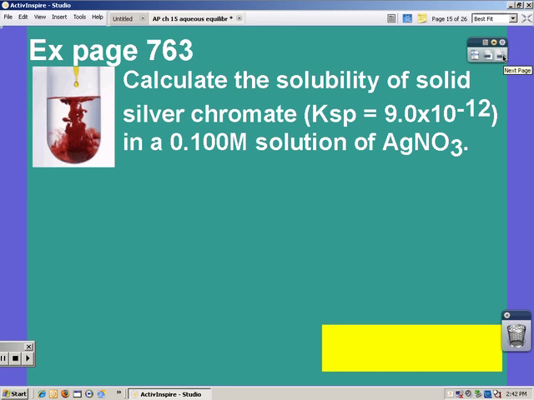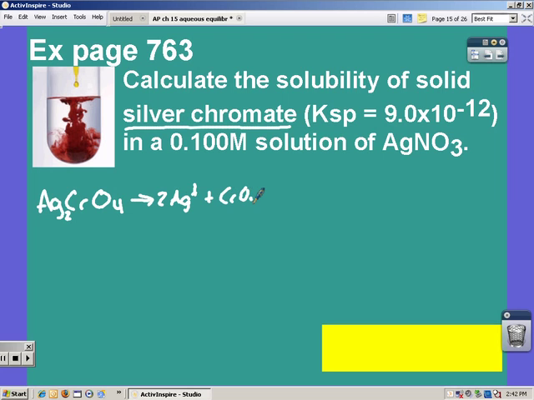So here we have 2 solids, silver chromate, and we have a solution of silver nitrate. So you write your dissociation equation for silver chromate, but chromate's a -2, so we need 2 silvers. So it breaks up into 2 silver and 1 chromate. We also have 0.1 molar of silver nitrate, which is a soluble salt, according to the solubility rules, which means it breaks up 100%. So we don't need a KSP value.